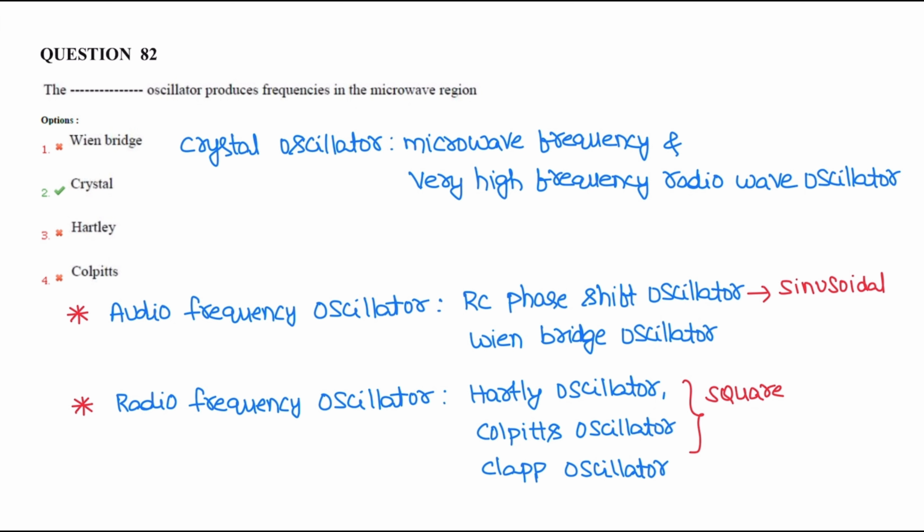The crystal oscillator produces frequencies in microwave region. Correct option is 2. Hartley oscillator, Colpitts oscillator and Clapp oscillator are radio frequency oscillators, whereas Wien bridge oscillator and RC phase shift oscillator are audio frequency oscillators. The crystal oscillator produces very high frequency radio waves and then a portion of microwave frequency waves.